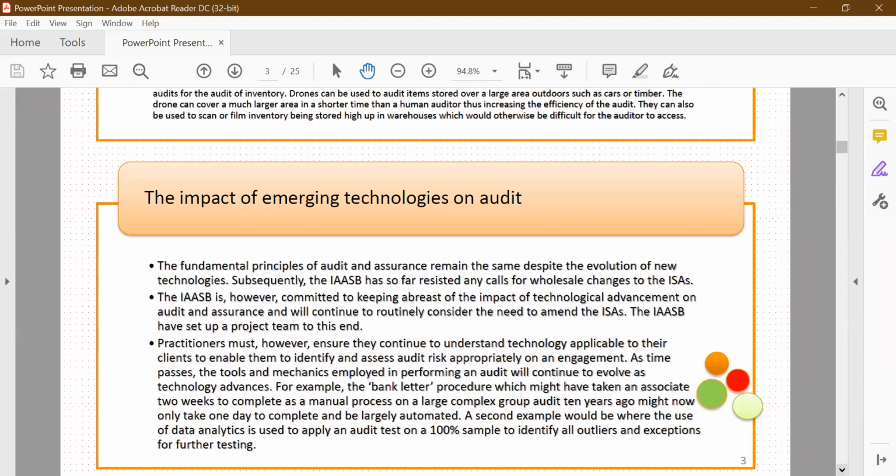Now let's move on to the impact of emerging technologies on audits. The fundamental principles of audit and assurance remain the same despite the evolution of new technologies. Subsequently, the IAASB has so far resisted any calls for wholesale changes to the ISAs, which is the International Standards on Auditing. The IAASB is, however, committed to keeping abreast of the technological advancements, right? So the IAASB is looking to constantly keep on top of these technological changes that are happening in our world today.